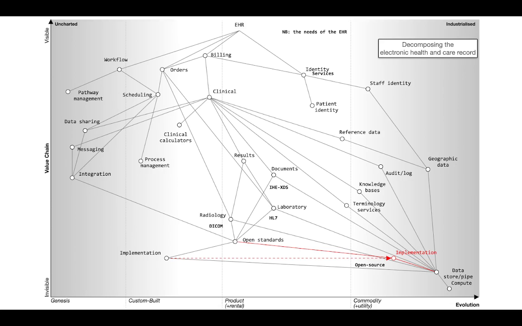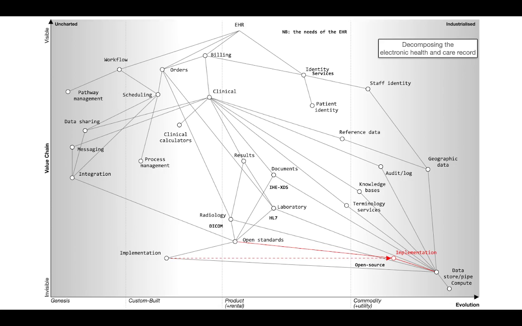Any clinical service needs things like clinical calculators, which are often proprietary and built into the EPR. Data sharing is novel and new. It's kind of a paid-for thing. You have to link it yourself or extract the data. It's all on the novel side of things to integrate, which is wrong. We're already seeing challenges here. Things like reference data, audit logging, geographic data, knowledge bases, terminology, that should all be commodity.